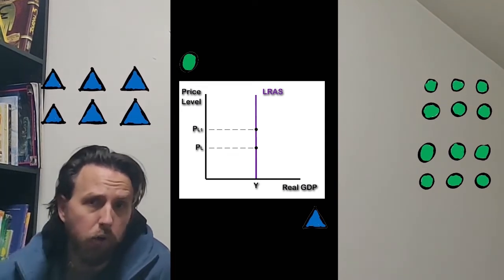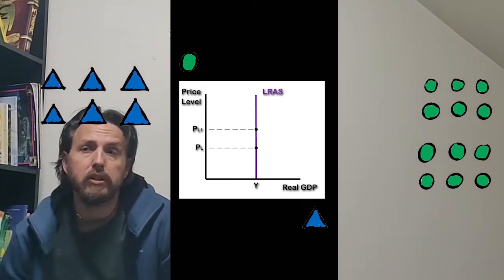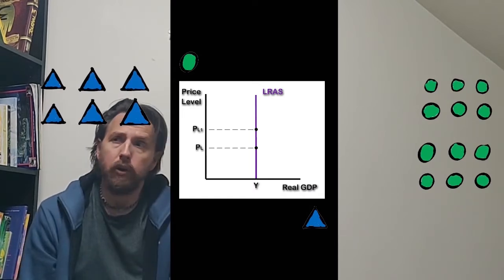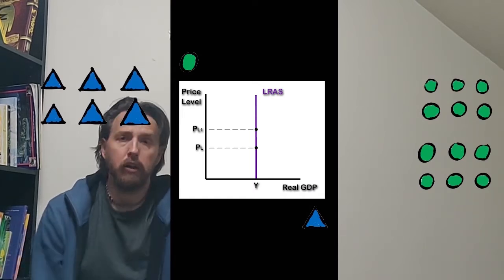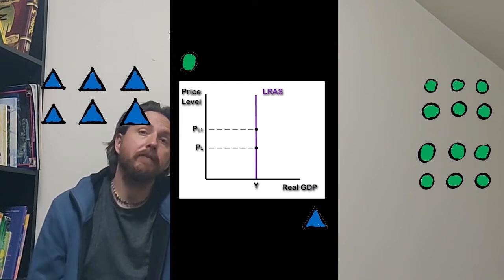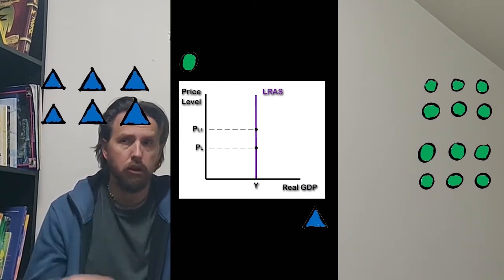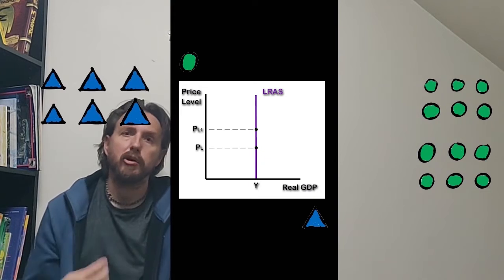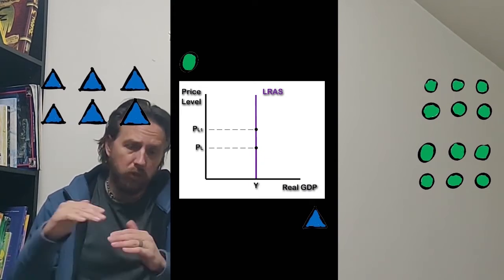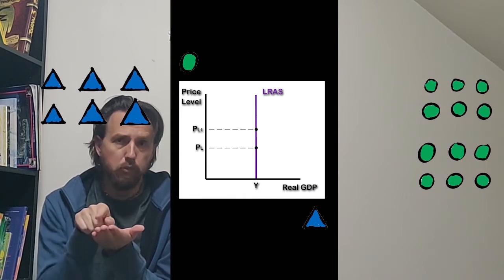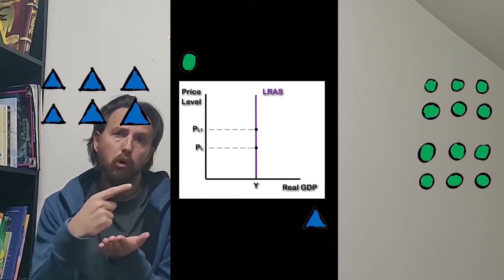So if you're a long-run classical thinker, your argument says if you want more blue stuff, the only way to get more blue stuff is to have more stuff. And what is stuff made of? Factors of production. More land, more labor, more capital, and entrepreneurship. So when you graph this, the only way you're going to move that Y at the bottom is to have more factors of production, not more green.